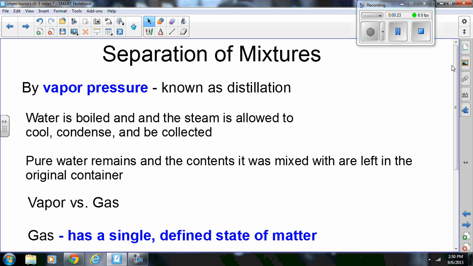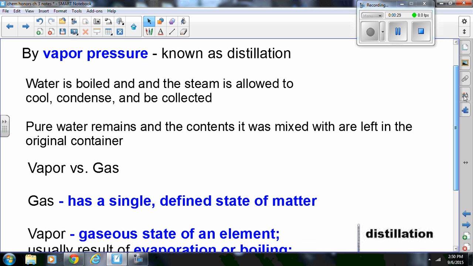And what vapor pressure is, remember, I'm not saying gas pressure, I'm saying vapor pressure. So the difference between a gas and a vapor is this. A gas we already defined as a single specific state of matter. A vapor is a gaseous state of an element.